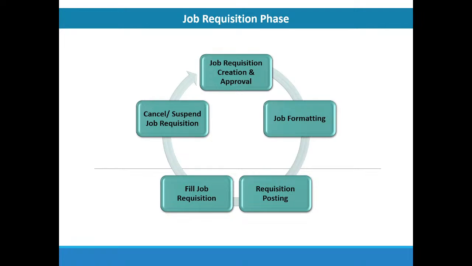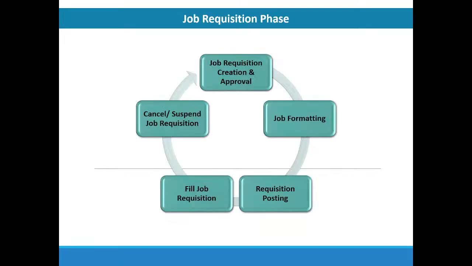So here in this topic you will learn to manage a job requisition through the following stages: creating and approving, formatting, posting, filling, and suspending or cancelling. The hiring manager or recruiter creates a requisition with all the requested details such as basic information, hiring team, etc., and submits the requisition for approval.